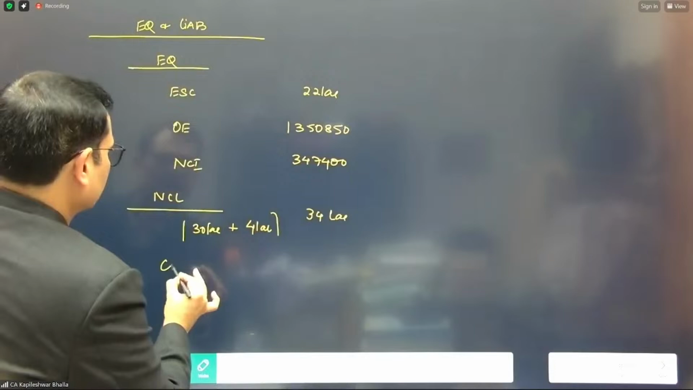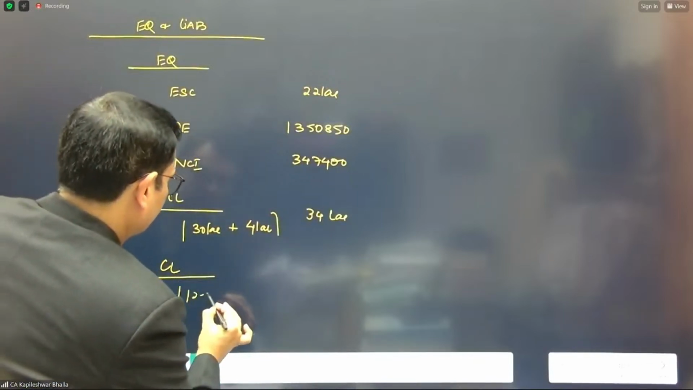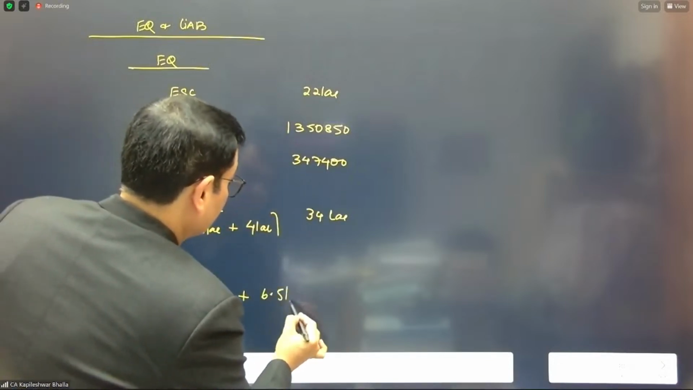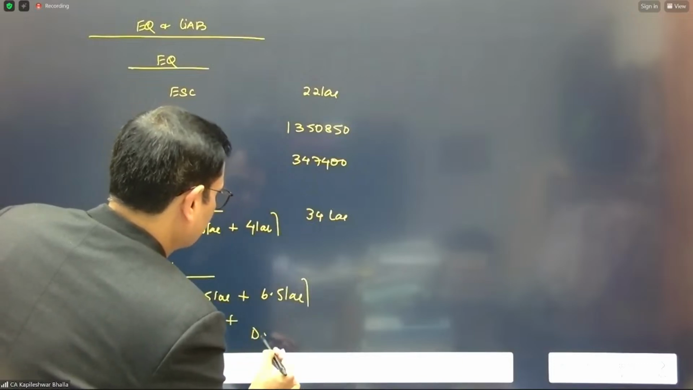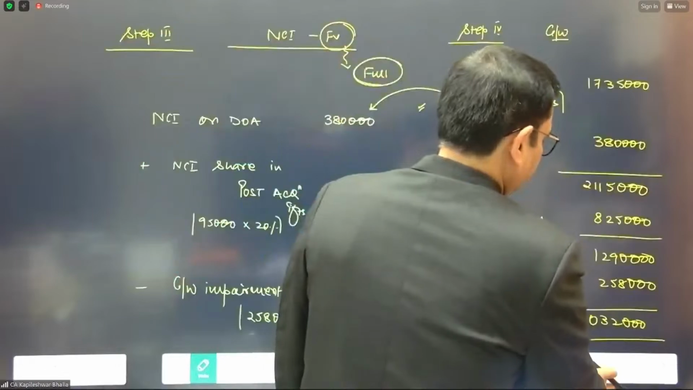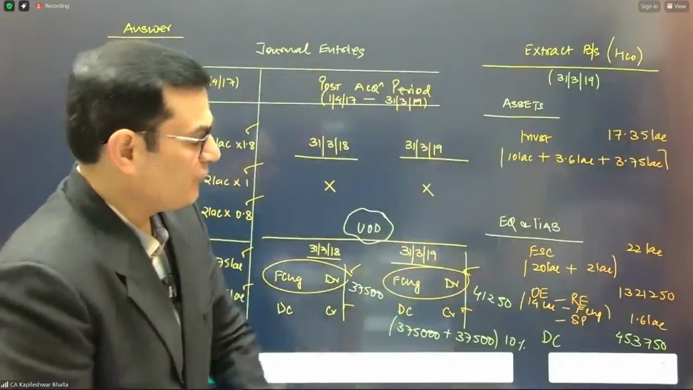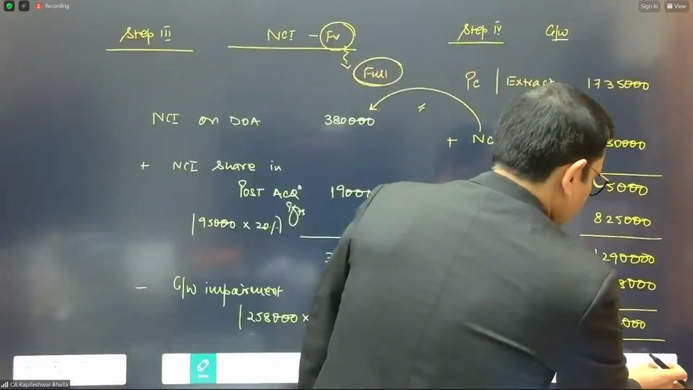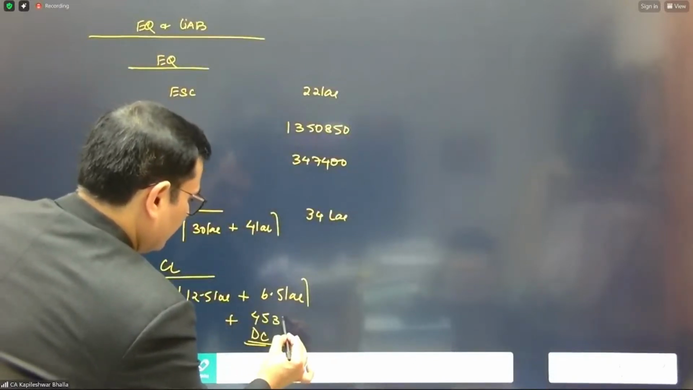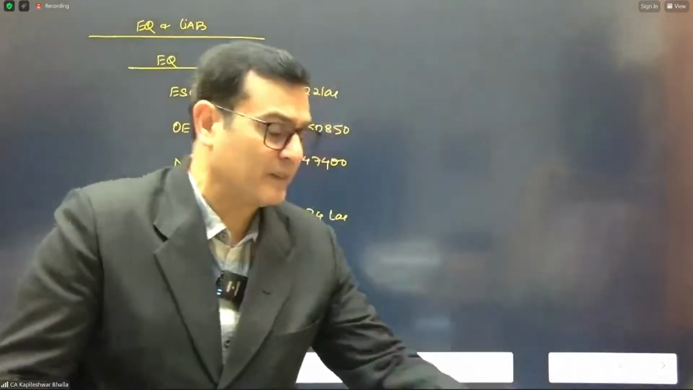And then we are given the current liabilities as well. The parent company is 12.5 lakhs and the subsidiary company is to the extent of 6.5 lakhs. And I think let's also add the deferred consideration. So we need to go back to the extract balance sheet for DC. And I think the deferred consideration is 453,750. That is the DC. Okay, finally, I think that gives us the current liabilities as well.